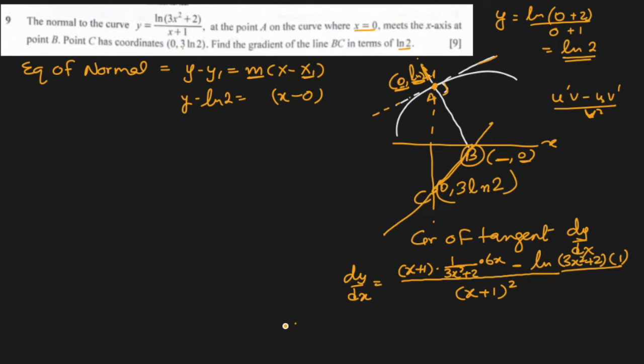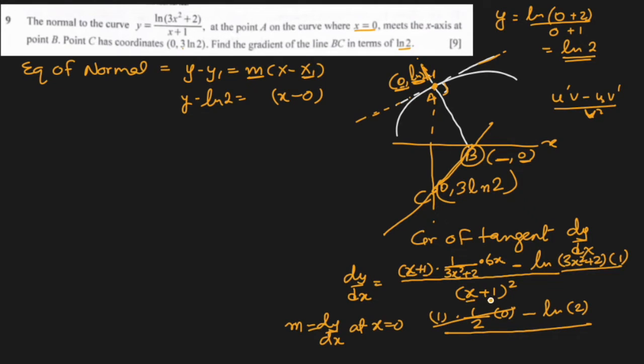Okay. Now we have to find m equal to dy over dx at x equal to 0. Our purpose was to find the gradient of the tangent, so just plug in 0 in place of x everywhere and we'll get it. 0 plus 1 is just 1. 1 over this will be 0 plus 2 is 2, 6 times 0 is 0, the whole thing is 0, gone, minus natural log of 0 plus 2 over 0 plus 1 squared is just 1. Okay, so our m came out to be negative ln 2.